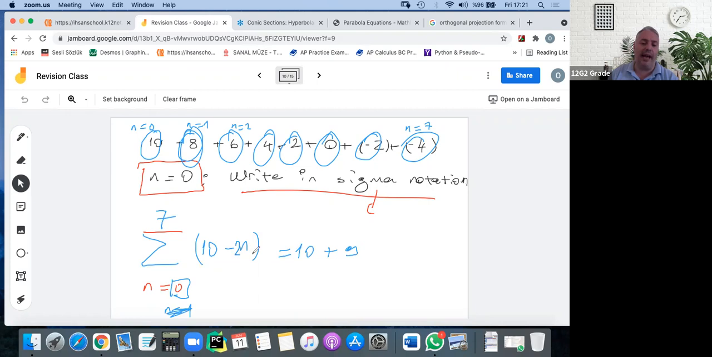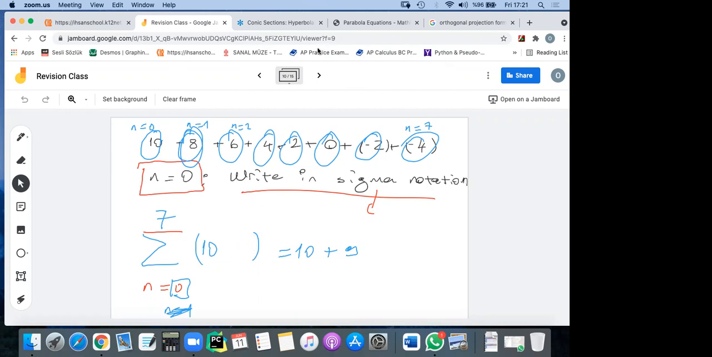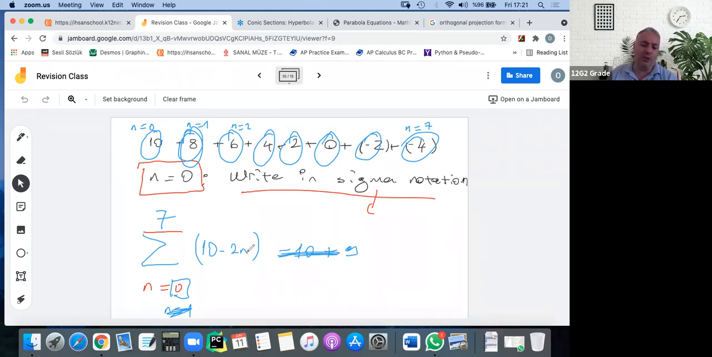Let me try 2n. I'm just trying, okay? 10 minus 2n. Does it work or not? Let me check it. First term is 10. When n is 1, 2 times 1, 2, 10 minus 2, 8. Bravo, it works. N is 2, 2 times 2, 4, 10 minus 4, 6. Wow, excellent. This works also.